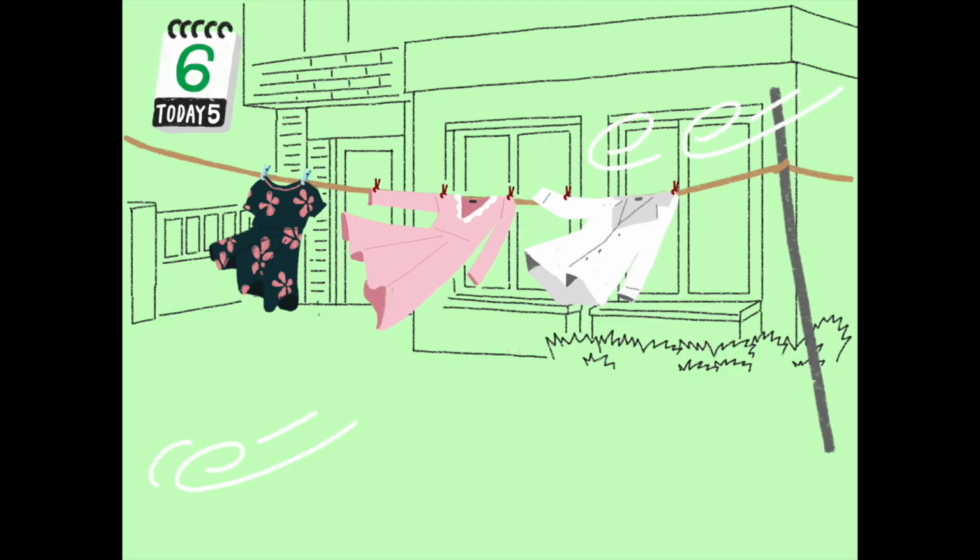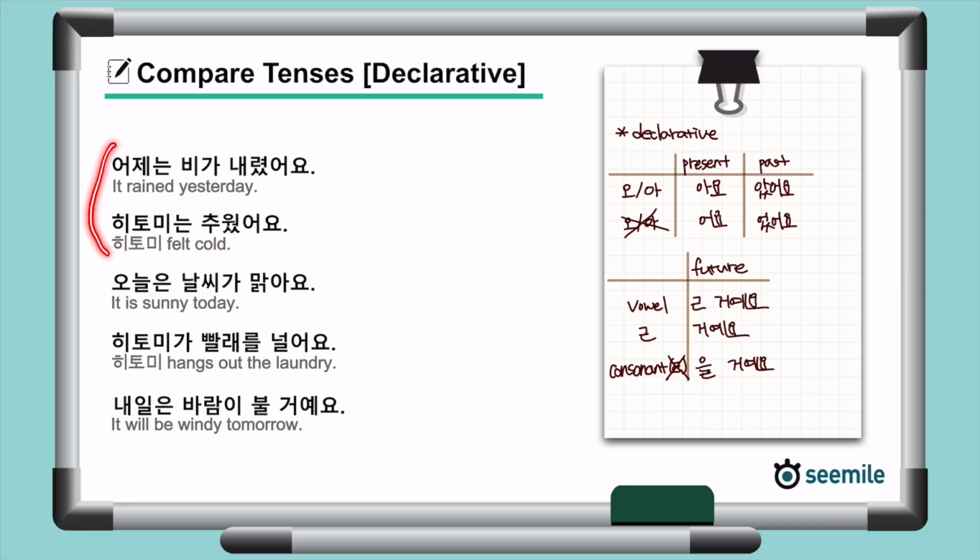내일은 바람이 불 거예요. These sentences were completed with the 젖었어요 ending, so Kai is talking about past events.